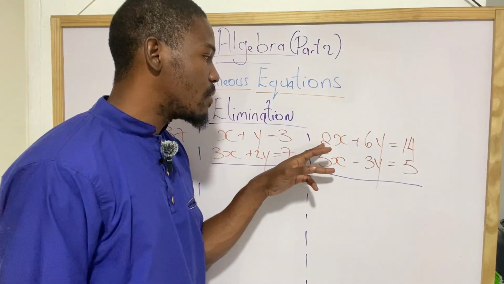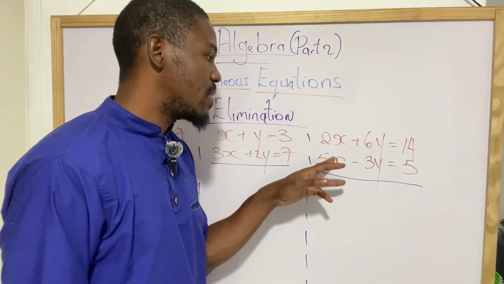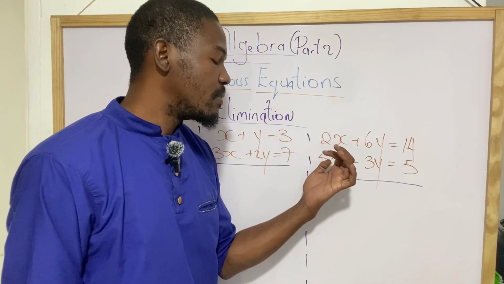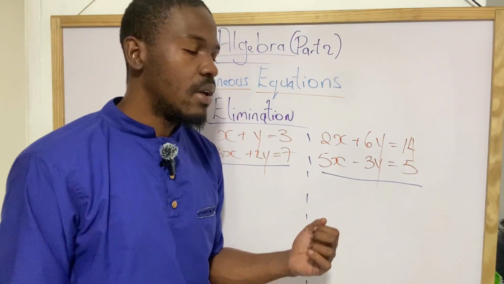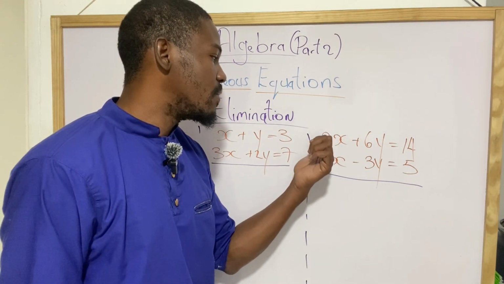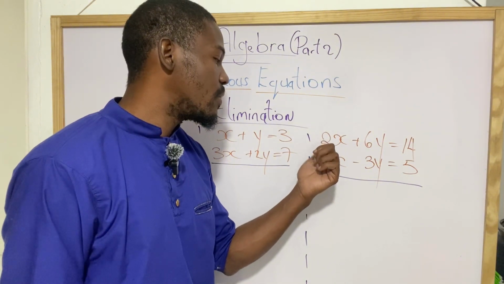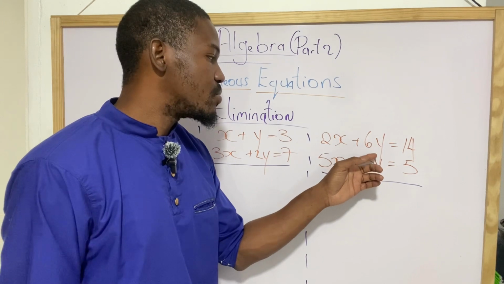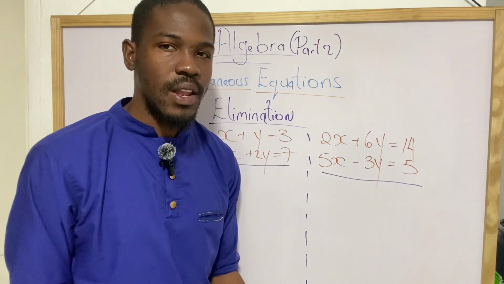Here, if you look carefully, we have 2x right here, and we have 5x. If you really listened to the previous example, I mentioned that you cannot go ahead and eliminate if these two coefficients of x are different. The same is true for the y. So we can't readily eliminate.